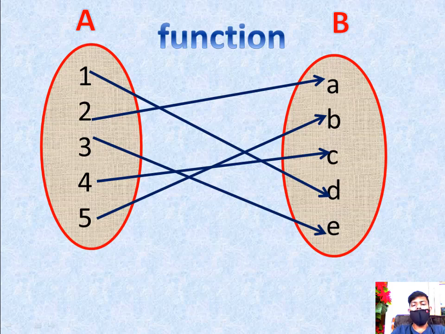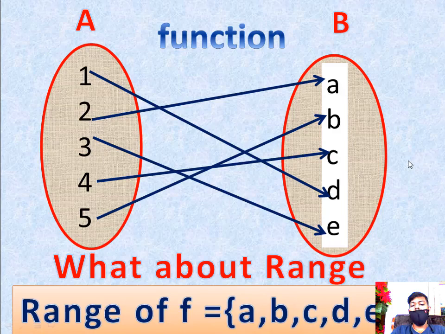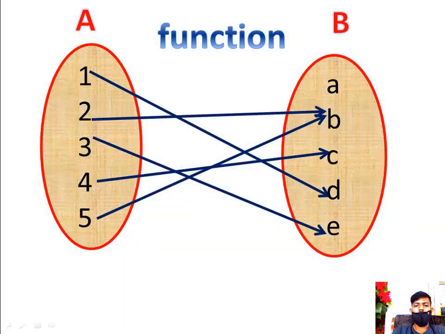Can you guess what the range is? The range is the collection of all images of the set A, or the set of all image collection is called the range. So here the set A, B, C, D, E is called the range. So the range of f is equal to the set A, B, C, D, E.